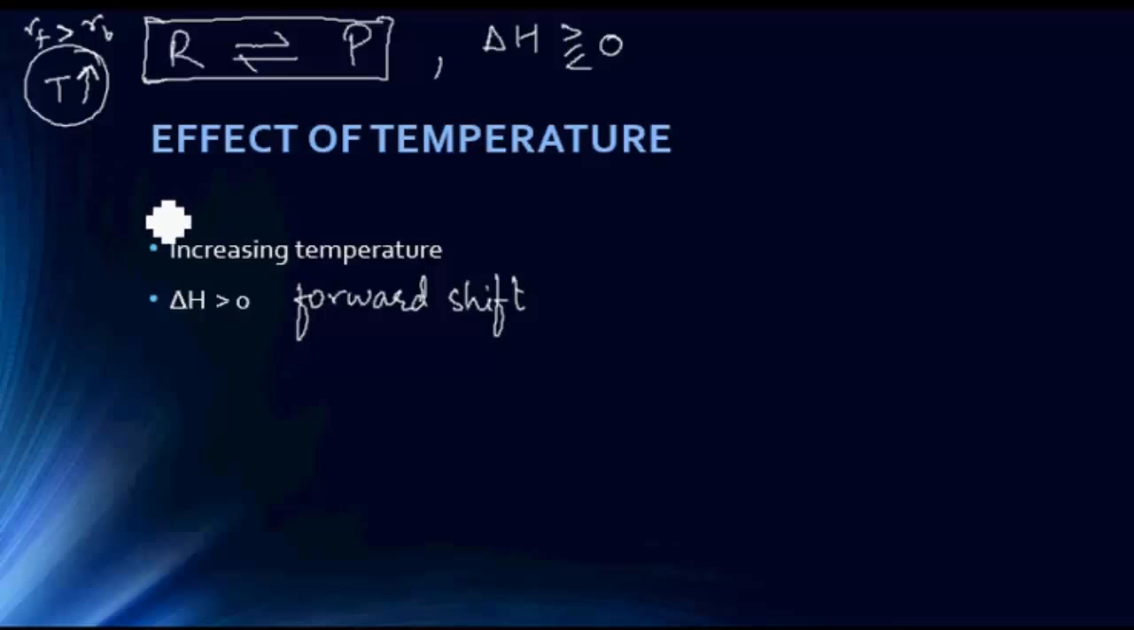Likewise, if delta H is less than 0 for a given reaction, it cannot be both for the same reaction. For one reaction it will either be greater than 0 or less than 0 or equal to 0, not all of them simultaneously.